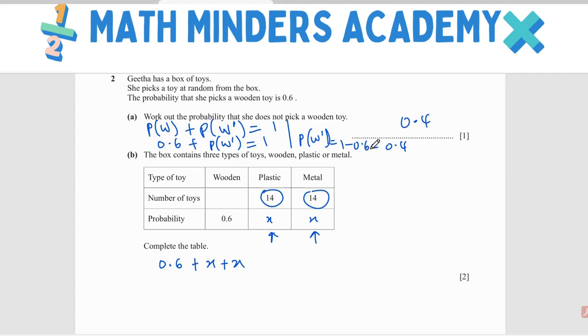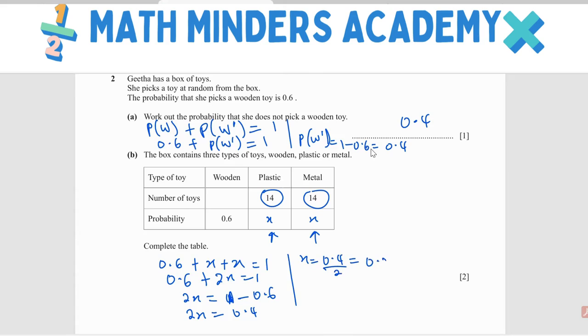So the probability of picking a plastic will be the same as the probability of picking a metal. So this is equal to 1. So I have 0.6 plus 2x equal to 1. 2x equals 1 minus 0.6. So 2x equals 0.4. So here, x is going to be 0.4 all over 2, and that gives 0.2. So here, I'm going to have 0.2. For this, I'm going to have 0.2.